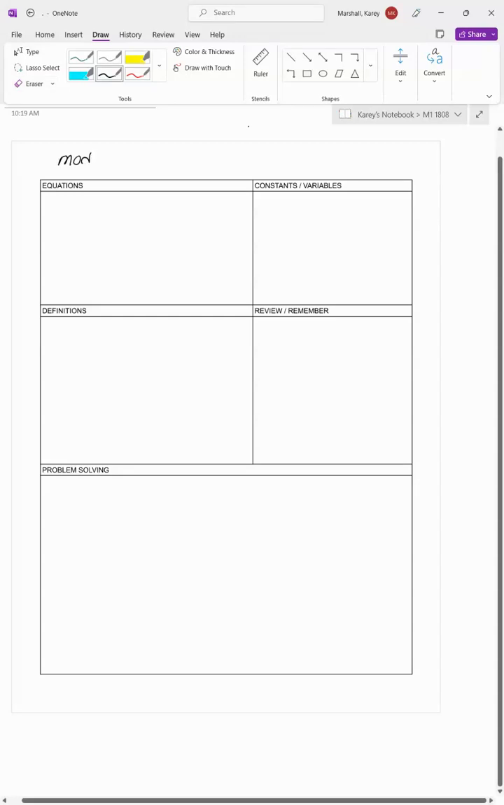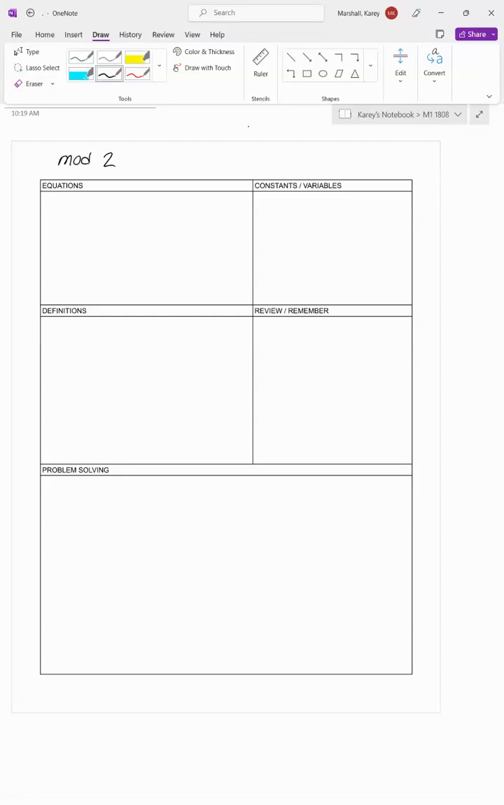Module two's guided notes are going to go fairly quickly because most of Module 2 is application. So your problem solving is going to be a larger portion of your notes.